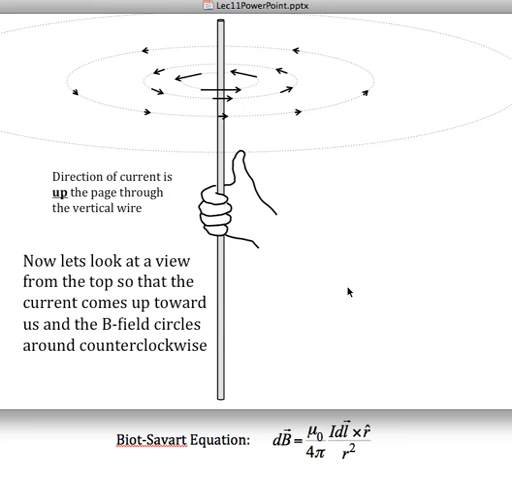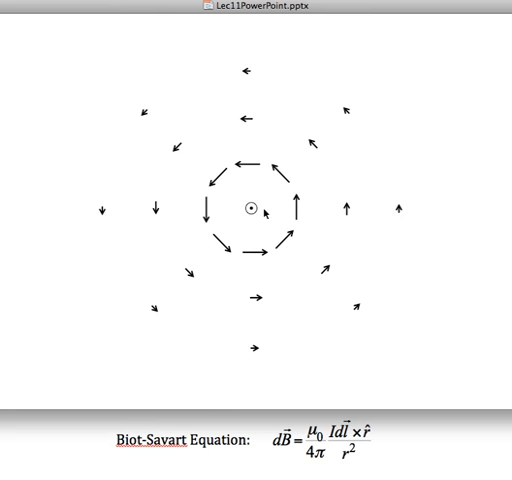Let's look at this magnetic field from the top. You can see that if I look at it from the top, the current will be coming at me, and the magnetic field will circulate counterclockwise around the current. So here's a picture of that. The current is pointing at me, so that's what this circle with a dot means. Magnetic field vectors circle around that current, and the vectors get shorter and shorter as you get farther away.